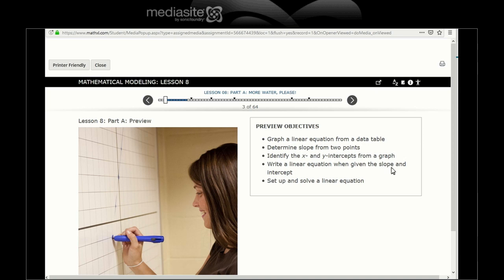So let's see. Lesson 8, Part A. We are going to graph a linear equation from a data table. We will determine slope from 2 points. We will identify the x and y intercepts from the graph. We will write linear equations when given the slope and intercept. And we'll set up and solve a linear equation. Pretty good goals.